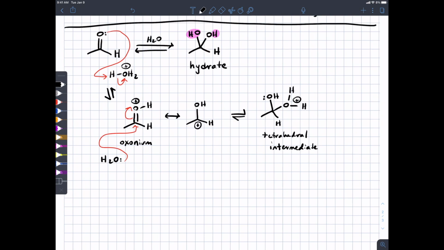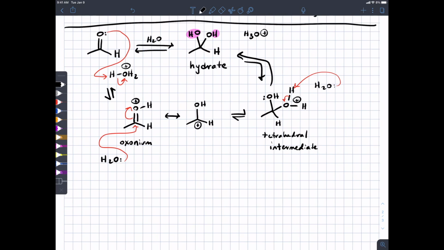On the other hand, if we use water now as a base to remove this proton, we get to the hydrate form, and notice that we've regenerated in that last step our hydronium. One of the challenging things I've seen students struggle with in this mechanism is just the idea that each step that goes forward could also go backwards. This is an equilibrium reaction.